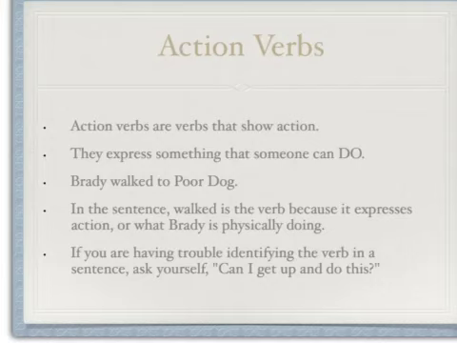Action verbs are verbs that say what somebody physically did. They show action. They express something that someone can do. An example would be, Brady walked to the poor dog, or Brady slapped somebody. In the sentence, walked is the verb because it expresses action or what Brady is physically doing. I can actually do it. If you are having trouble identifying the verb in a sentence, ask yourself, can I get up and do this? It's a great way to tell if it's an action verb or not.